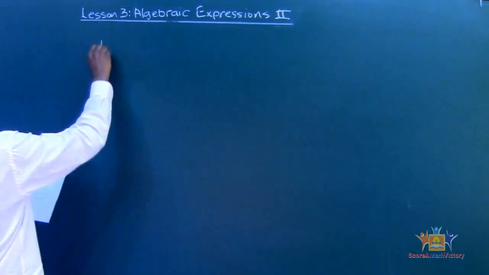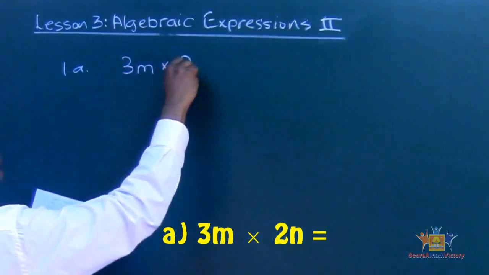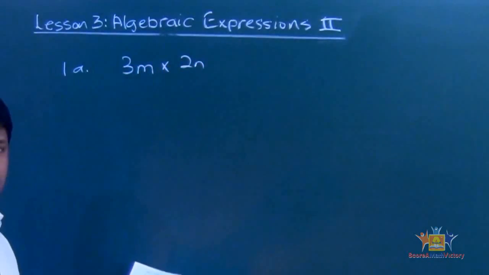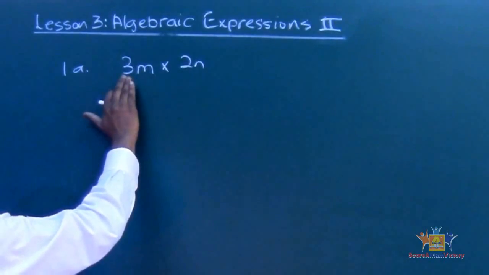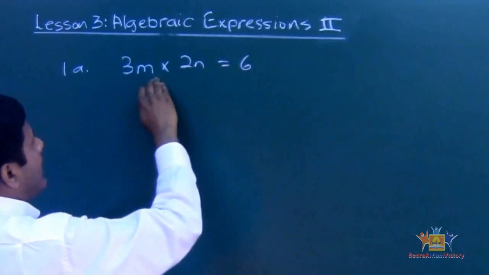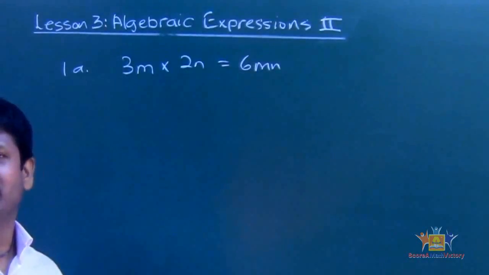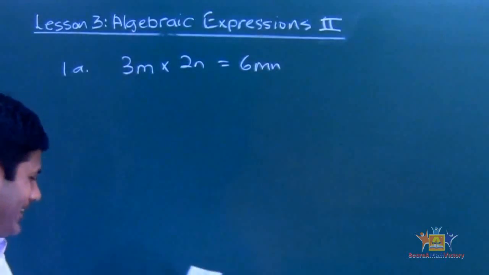So 1A, you're given 3m times 2n. How do we do that? When you multiply, you can combine them, and make sure you multiply the number with the number. 3 times 2 is 6. And then m times n, you just put m, n right next to each other, like that. That's it. You got it? Good job.